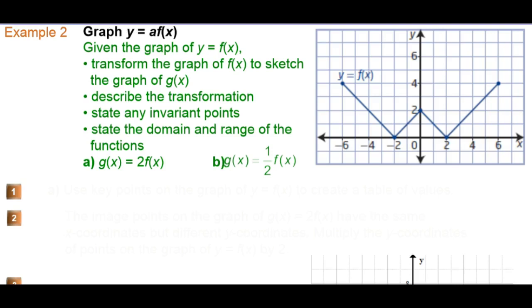Okay, also we have example 3, which is very similar to the example we just did. I'll just go over it briefly because it's just affecting our x pieces instead of our y.